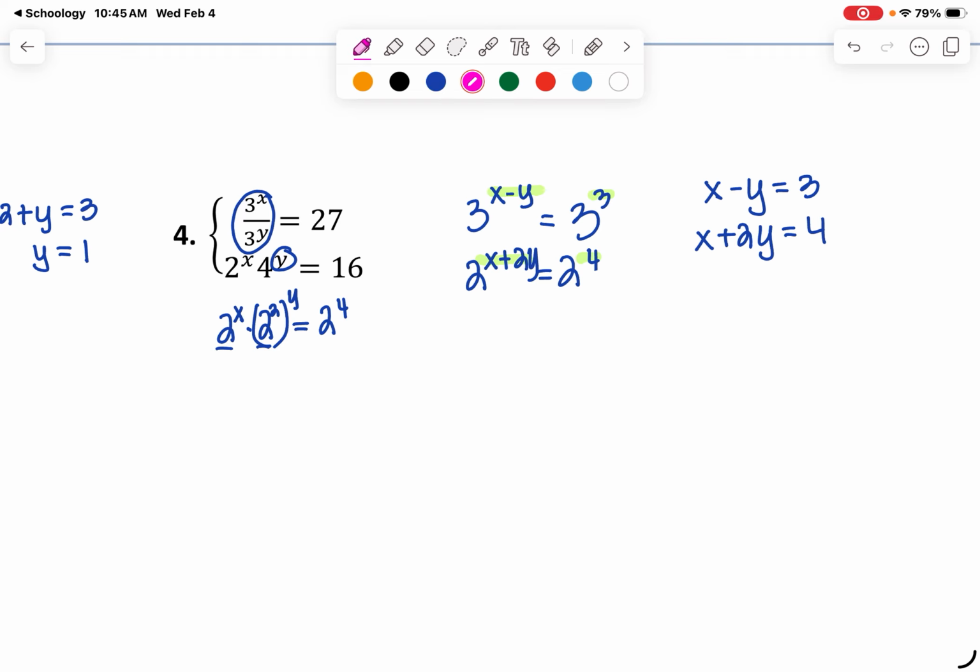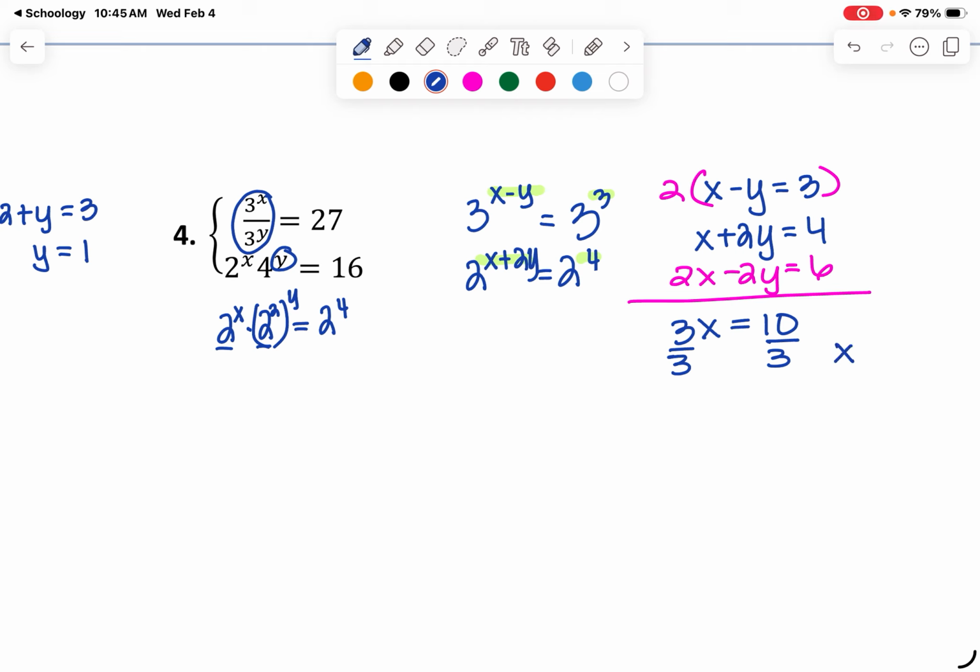Okay, so I'm going to use elimination again. I'm going to multiply the first equation by 2. That becomes 2x minus 2y equals 6. It's not the only way to do it. And I have 3x is equal to 10. Divide by 3, and I get x is 10/3. Not beautiful, but whatever. And then now I still need y.